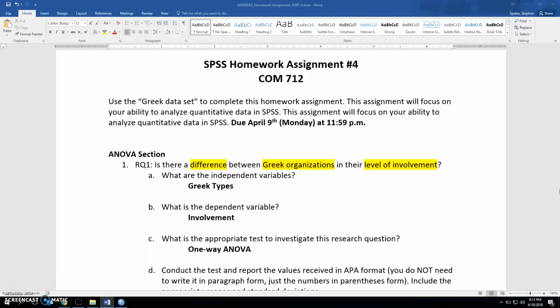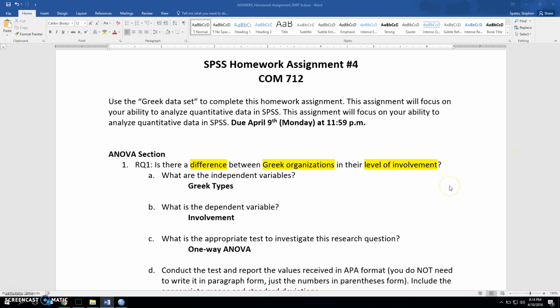We're focusing on number 4, which looks at the ANOVA and the regression. I'm going to start by looking at our ANOVA section, where we're focusing on research question 1. It states, is there a difference between Greek organizations in their level of involvement?